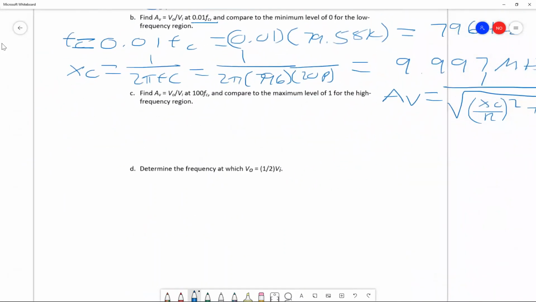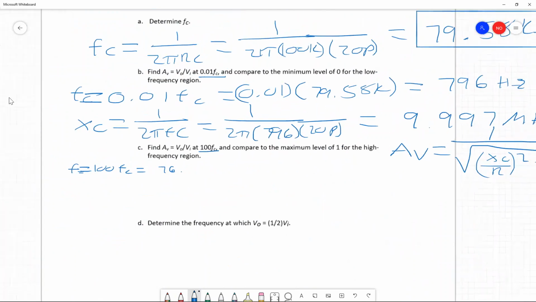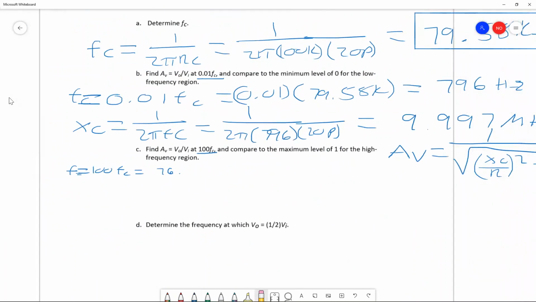I'll zoom in a little bit so you can get some more room. So right now we're going to be doing 100 times the cutoff frequency. So frequency equals 100 times FC. Oh, my apologies. Our FC was 79.58 kilohertz. And then that's times 100. And that's going to give us roughly 7.96 megahertz.